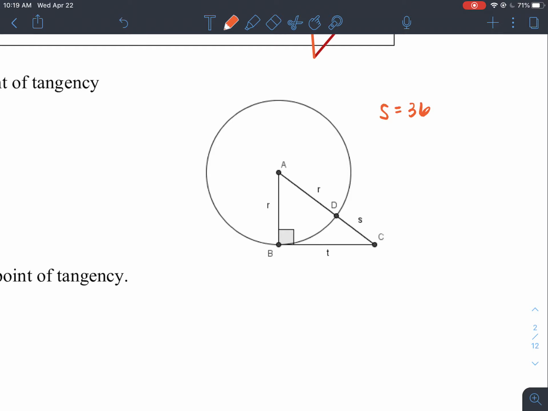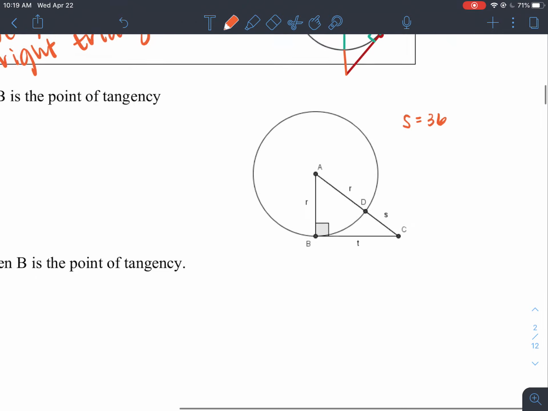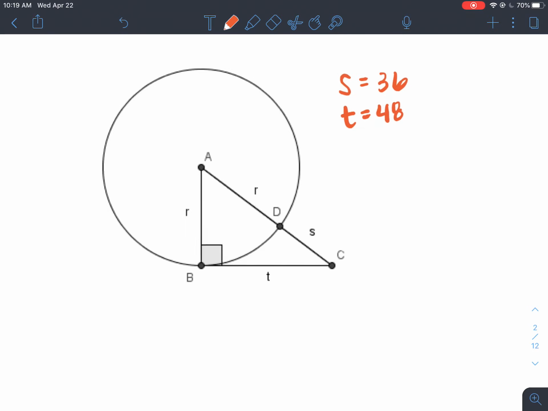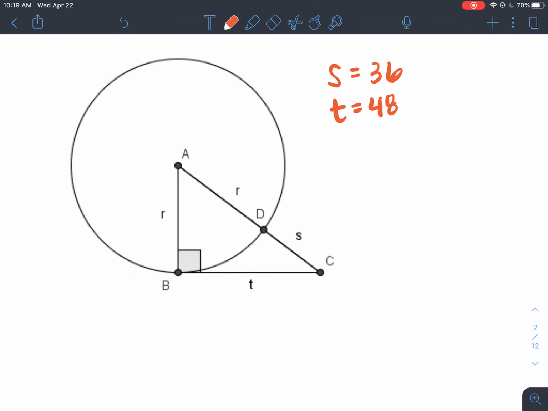And then T is 48. Okay, so what we're going to do is solve for our radius. Because B is a point of tangency, the reason I'm allowed to draw in this right angle is because B is the point of tangency. If they didn't tell me that, then I don't know that that's a right angle. I don't know that I have a right triangle. But I do have a right triangle, because B is my point of tangency, I have that right angle.